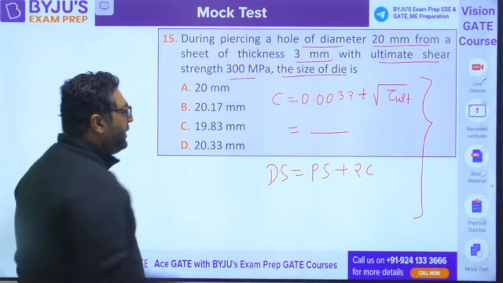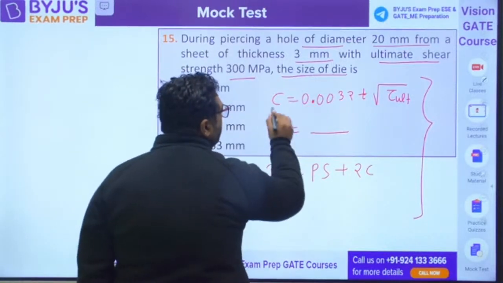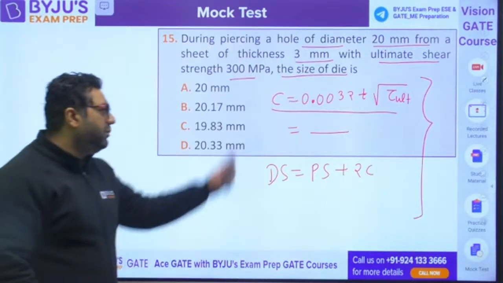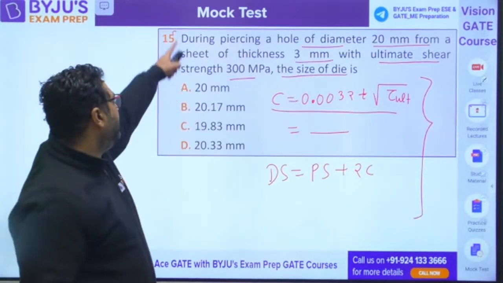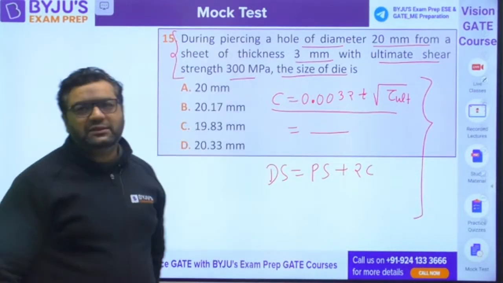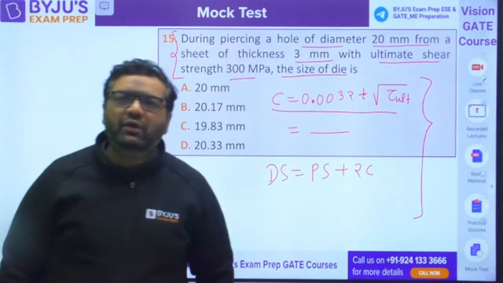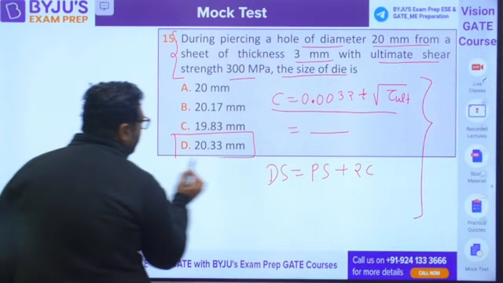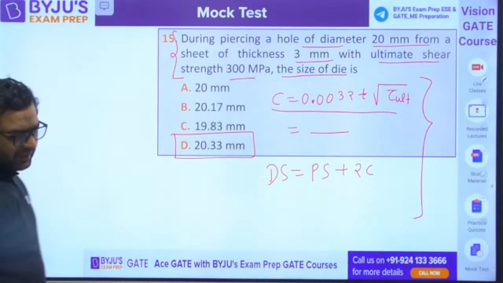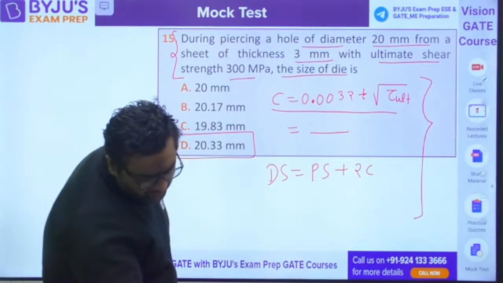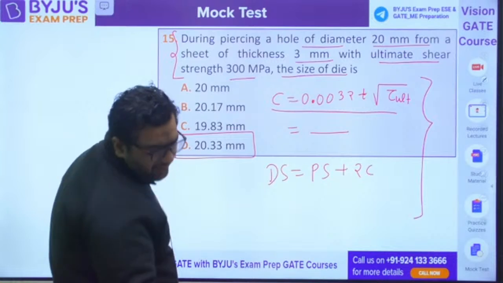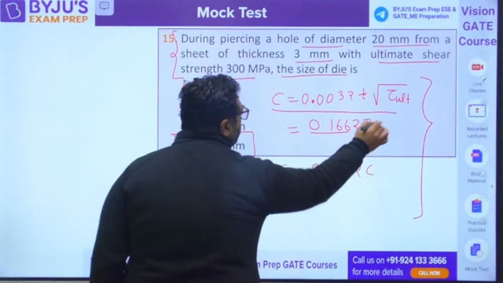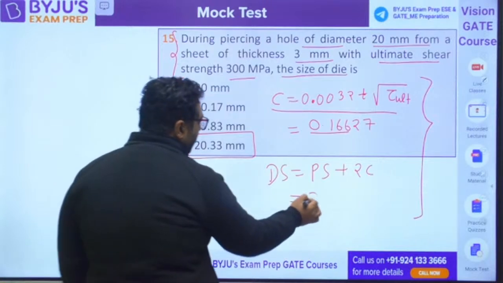Everybody knows this empirical relation, 0.0032 t times the square root of tau ultimate. This is the optimum clearance. They have not mentioned anything about clearance and they are asking you the size of die. There is no other way to calculate. So Vamshi Krishna has given the right answer. 20.33 will be the right answer. So when you calculate clearance, as per my calculation, clearance will be coming 0.16627. So answer will be coming out to be 20.33.